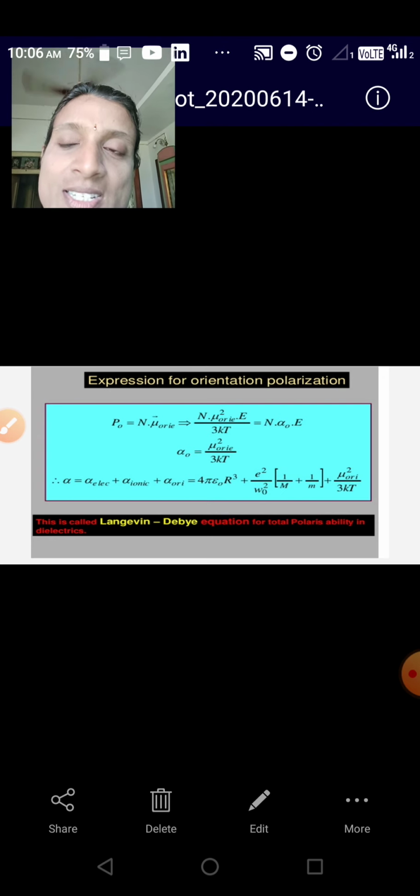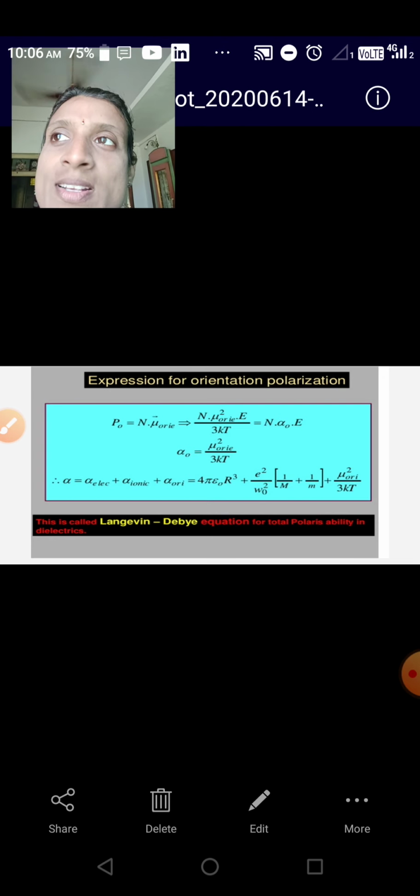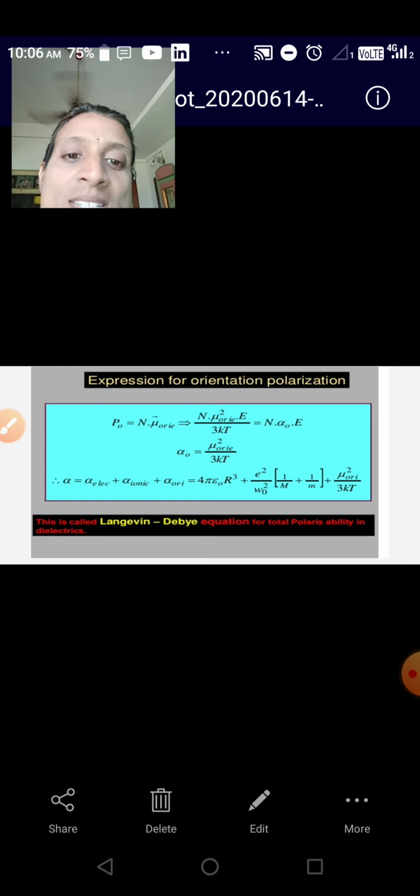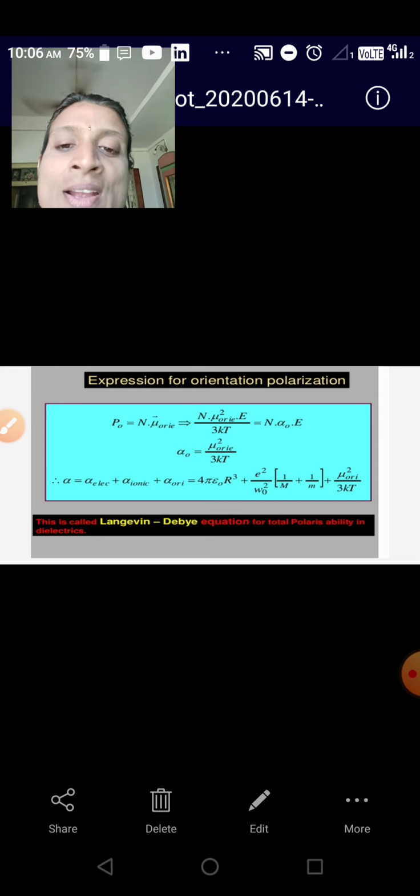Among all these relations, electronic and ionic polarizability are independent of temperature, but orientation polarizability depends upon the temperature. So this is the total polarizability relation. This is also called the Langevin-Debye equation.